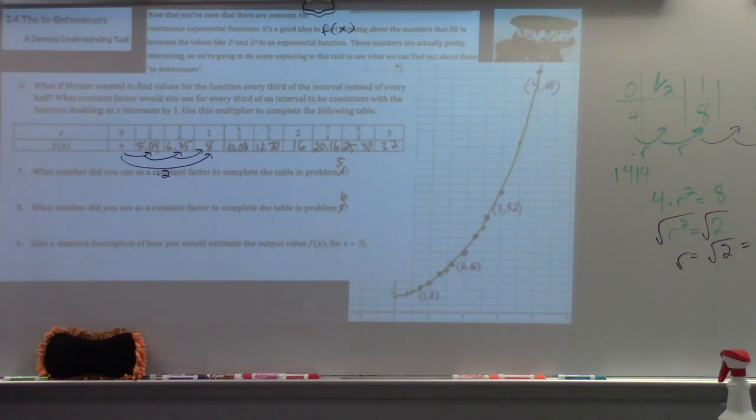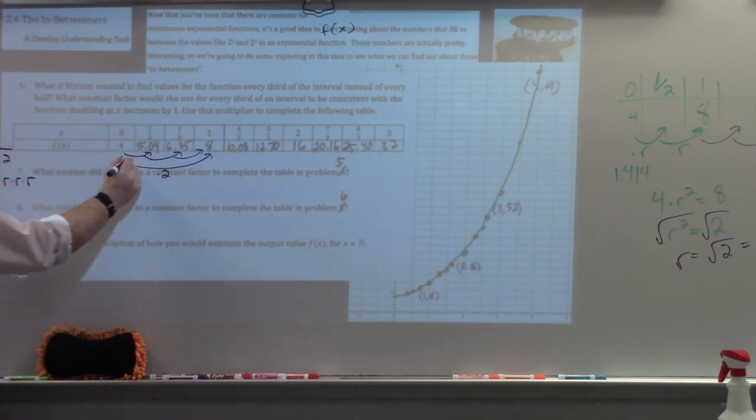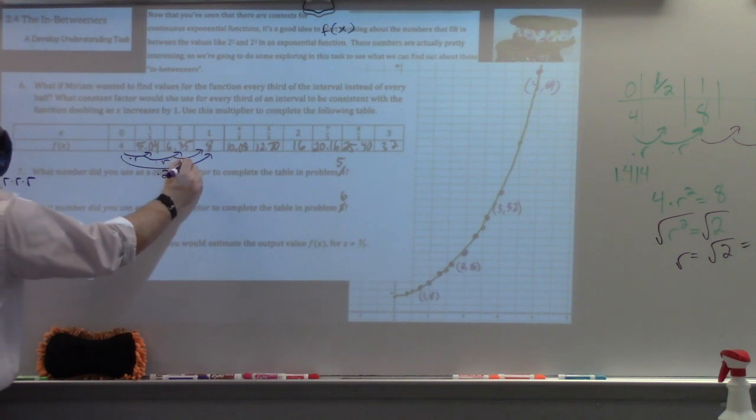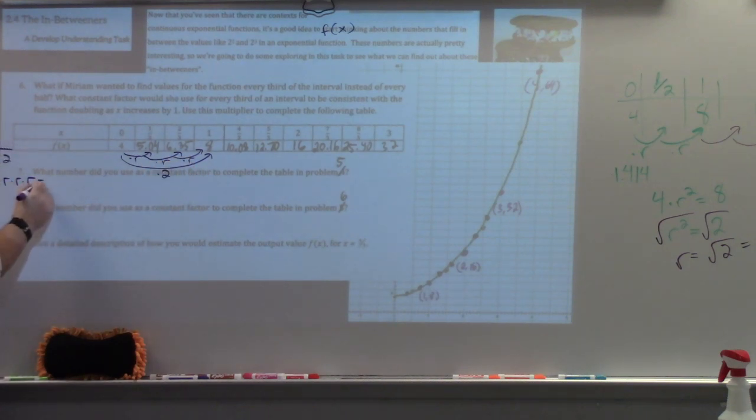Mm-hmm. And so, looking at the cube root of 2, notice again, 4 times r times r times r. You see how I'm multiplying by that common ratio 3 times? And at the end of that, I'm getting to 8. All right, so r cubed is equal to 2. r would be the cube root of 2. Do we see how those ideas connect?